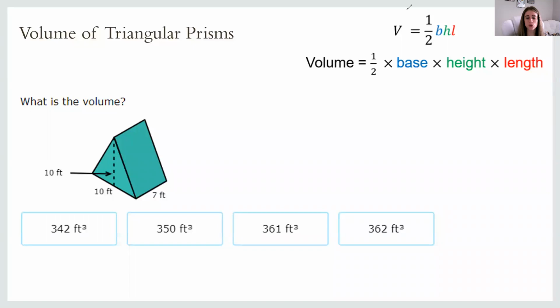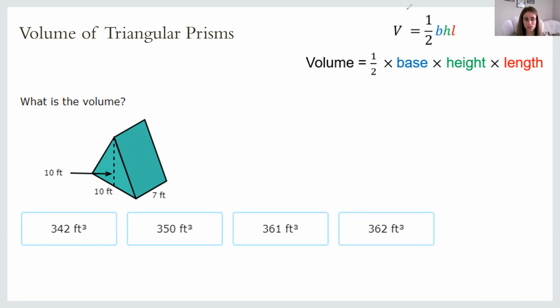All right, guys, we're into our last shape now, so we just have a few more examples left. Your final shape that you might see on IXL would be a triangular prism. If we look up in the corner, we have our formula, because this is a different shape. And that is 1/2 times the base times the height times the length.